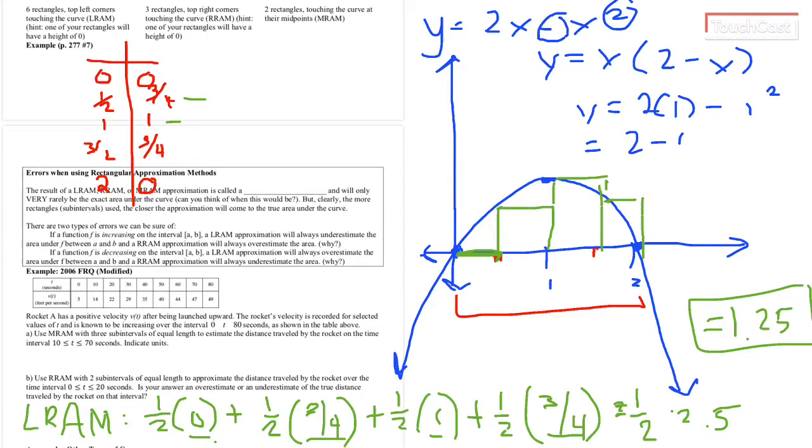When you get down to the exercises at the end of this handout, you're going to be asked to do question 8, which is the same problem, but you're going to use RRAM and MRAM. It'll be a good exercise to think about how your answers compare.